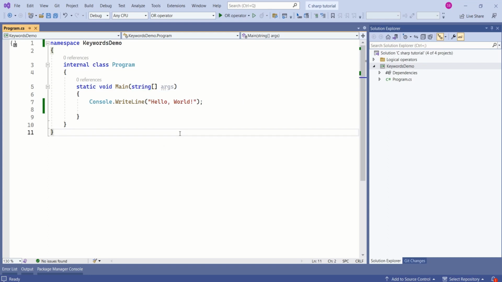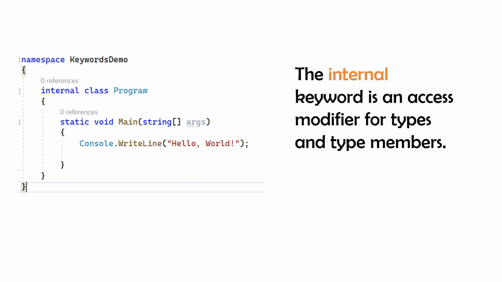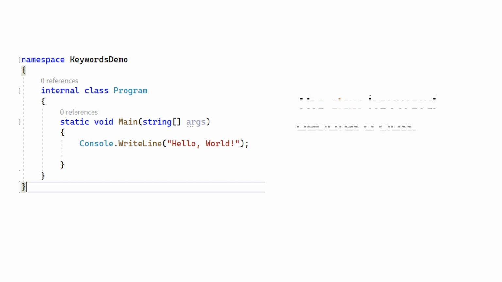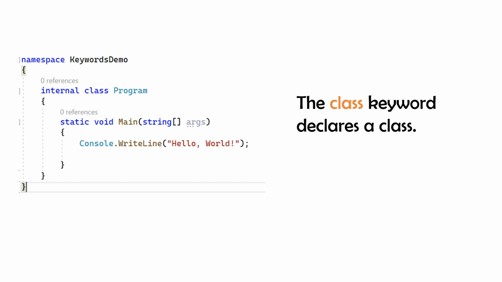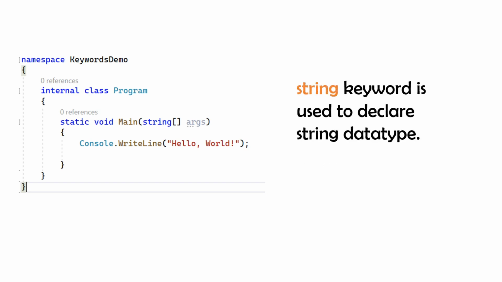As I mentioned earlier, keywords have special meanings to the compiler. In this example, the namespace keyword is used to declare a scope that contains a set of related objects. The internal keyword is an access modifier for types and type members. The class keyword declares a class. Static is a modifier keyword. It is used to declare a static member. String keyword is used to declare a string data type.